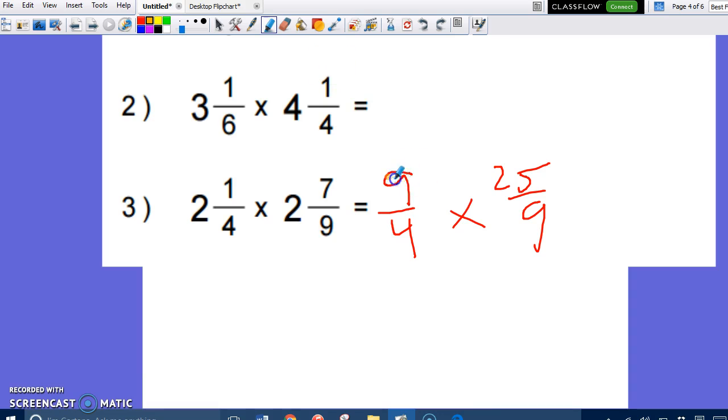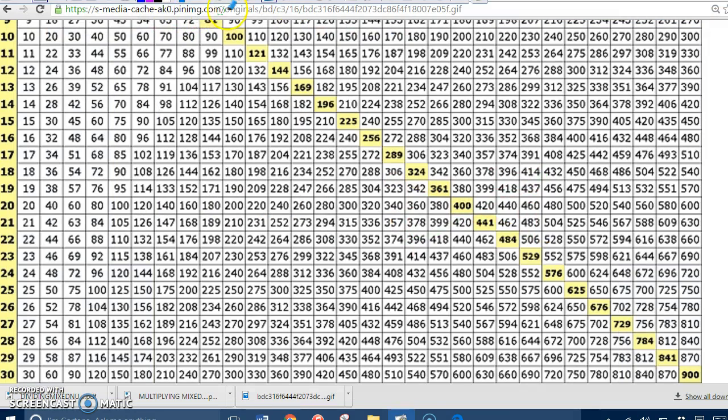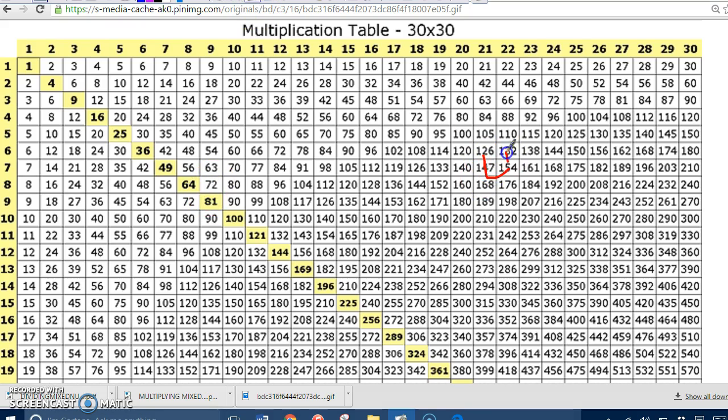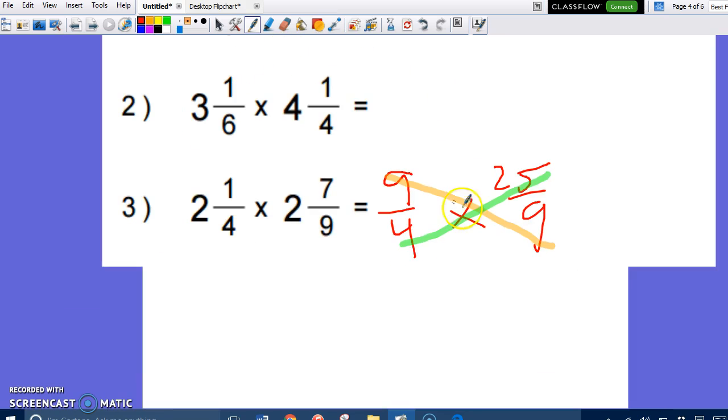So reduce diagonally. So I'm looking for here and I'm looking for here. Okay. Now you can look for your 4 and 25. Yeah, go ahead and do that. So 4 and 25. Okay. So remember, you're looking for a 4 and a 25. All right. 4, no 25. No 4, no 25. No 4. Long story short, not going to reduce. So not going to change those numbers.